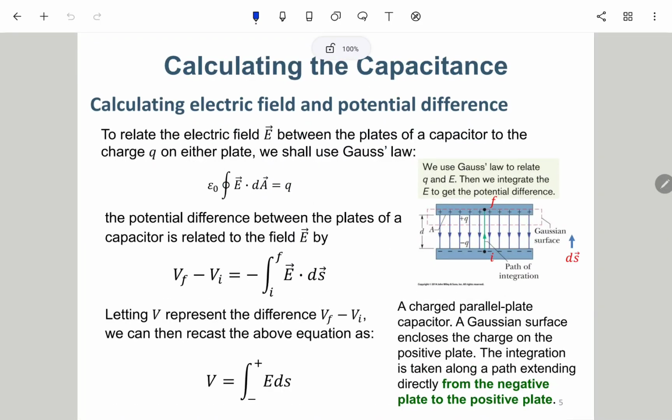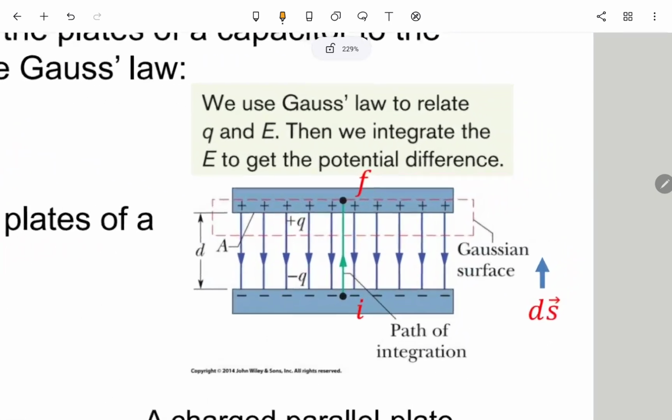Here we try to calculate the capacitance with some structures. First, working on this parallel plate structure, we calculate the E field and the potential difference. Of course we need to make use of the Gauss law. You see this symbol, E dot dA, it is Gauss law. So applying the Gauss law, we need a Gaussian surface.